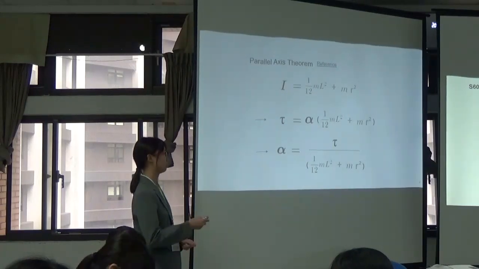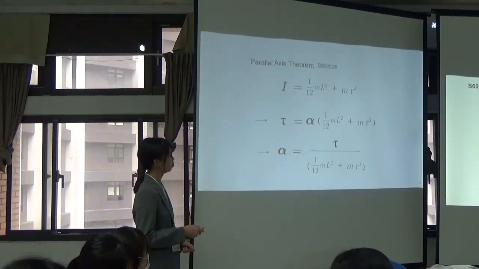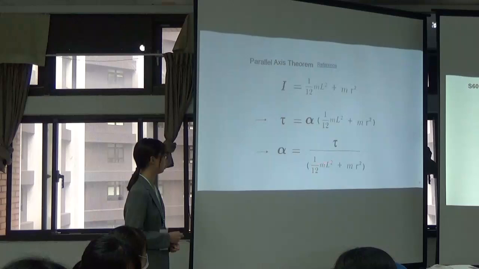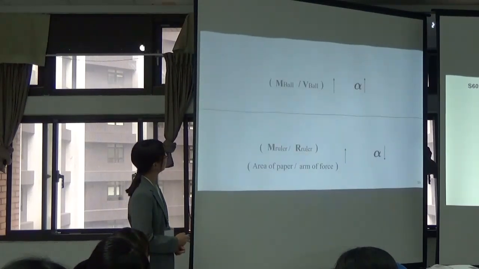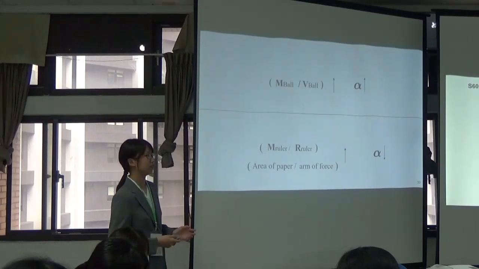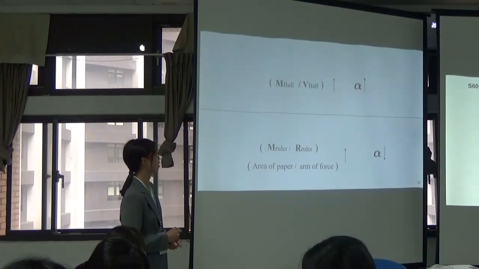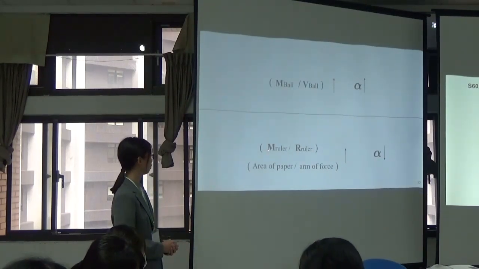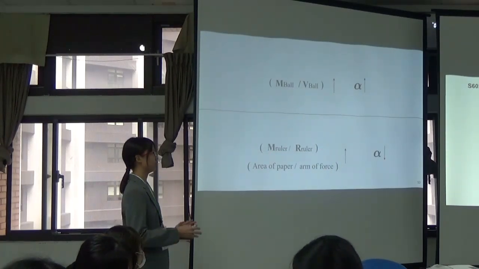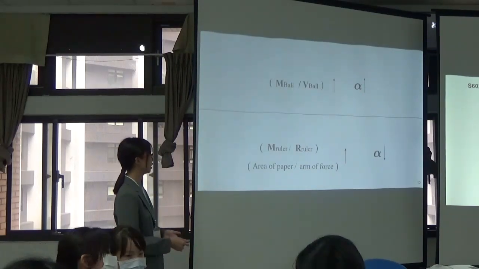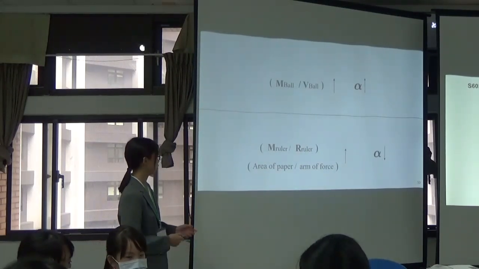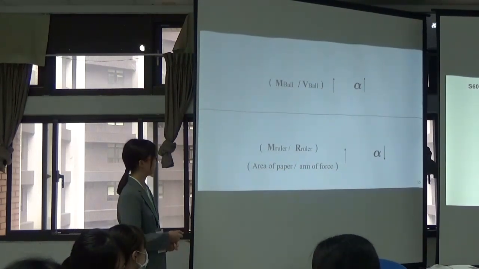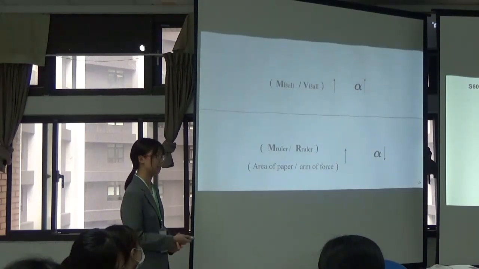And so we know that torque equals angular acceleration times the moment of inertia. And so we get this, and so the angular acceleration equals this. From our theory, we can see that when the mass of the ball and the velocity of the ball are bigger, then the acceleration will be bigger, and the ruler will fall off more easily. But when the mass of the ruler and the distance from the fulcrum to the center of mass of the ruler are bigger, the acceleration will be lower. And when the area of the paper and the arm of the force of the paper are bigger, then the angular acceleration is lower, and it won't fall off that easily.